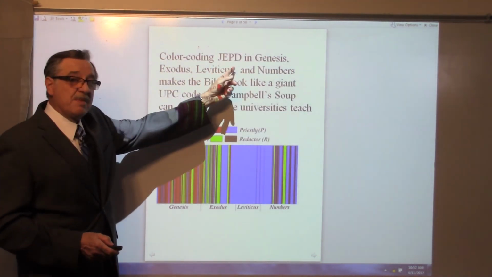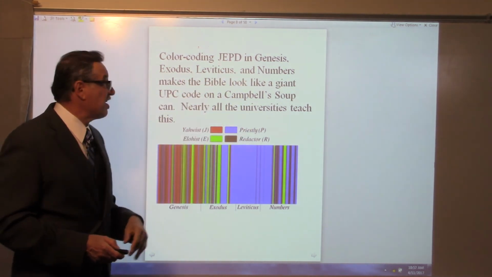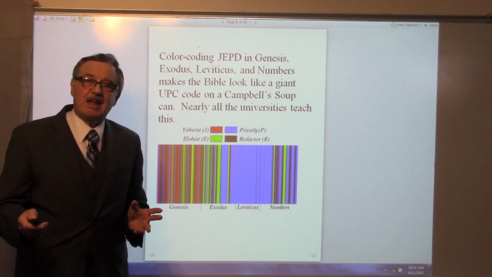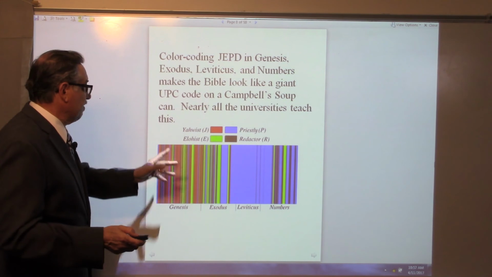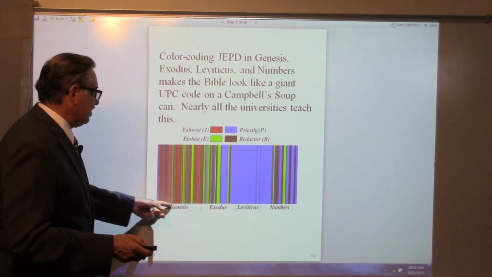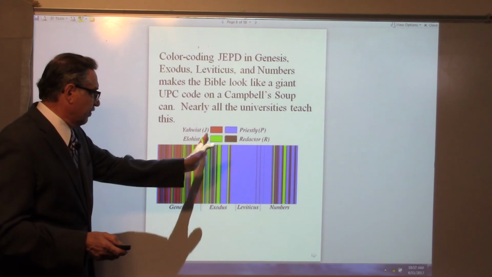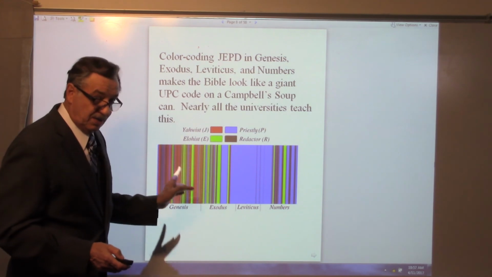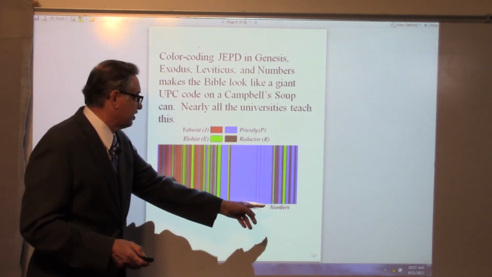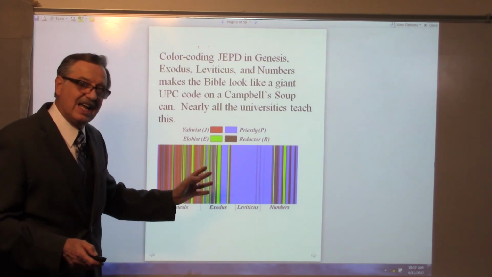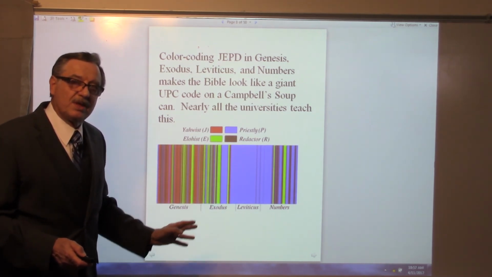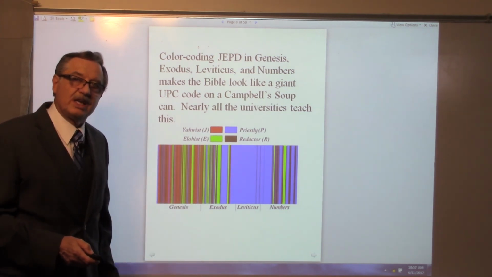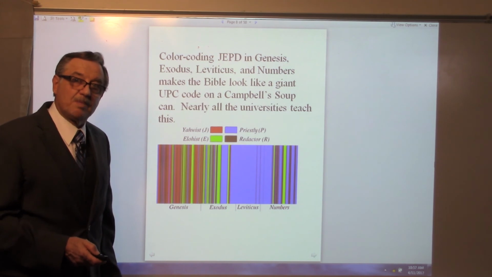Now, color-coding JEPD in Genesis, Exodus, Leviticus, and Numbers makes the Bible look like a giant UPC code on a Campbell's soup can. And here you see how it would look if you splice it all together, all the little sections of all the different writers, all spliced together, and what is now supposedly the origin of Genesis, Exodus, Leviticus, and Numbers. These are the color codes, and this is what they say it really looks like if you color code it. This is absolute nonsense. But this is taught in every major university in the world on the origin of the Bible, particularly the most well-known universities.